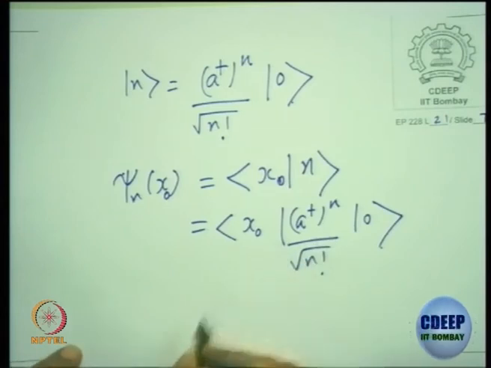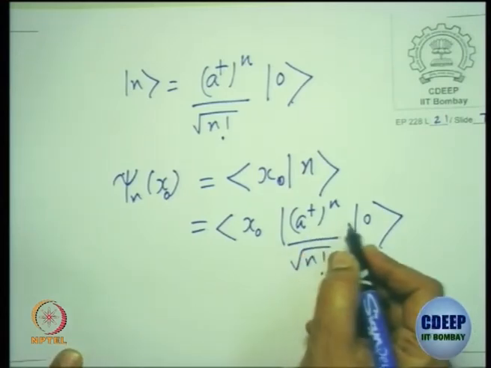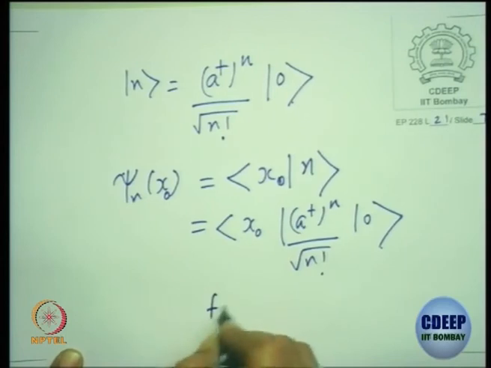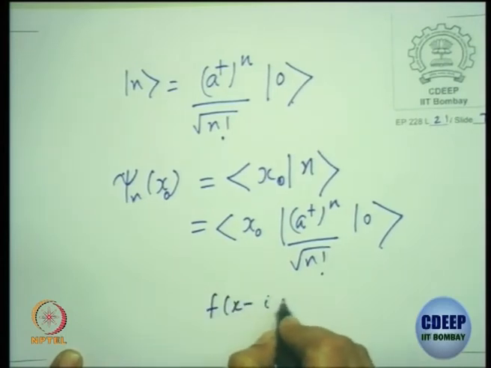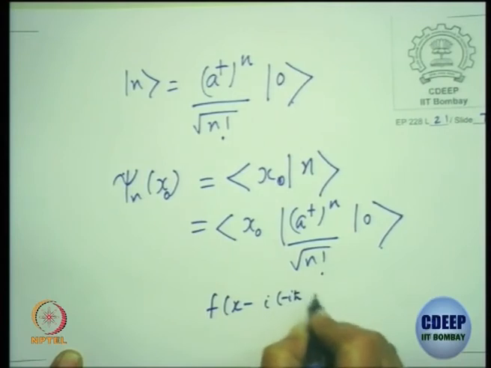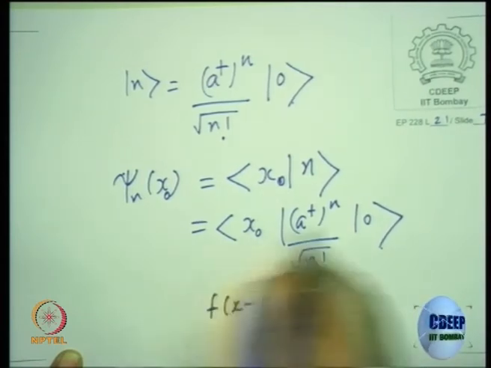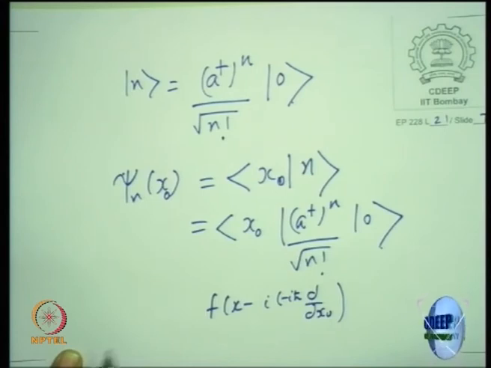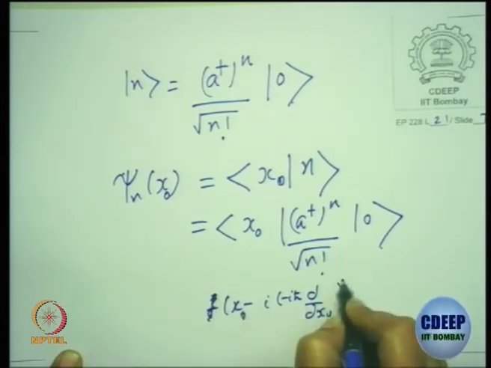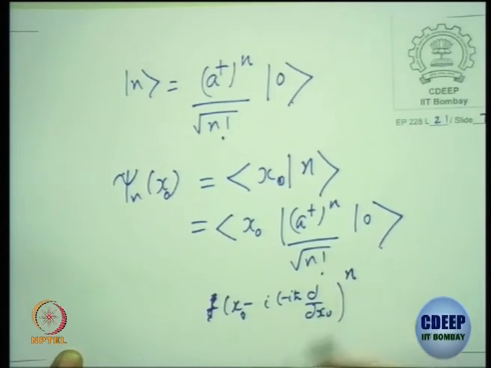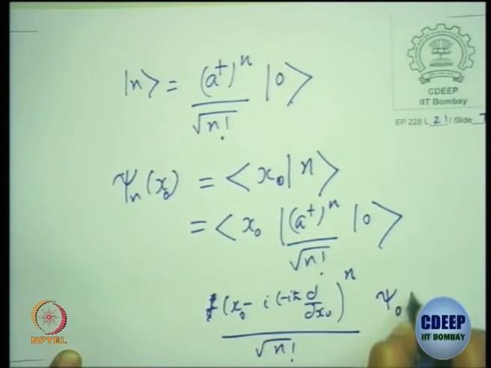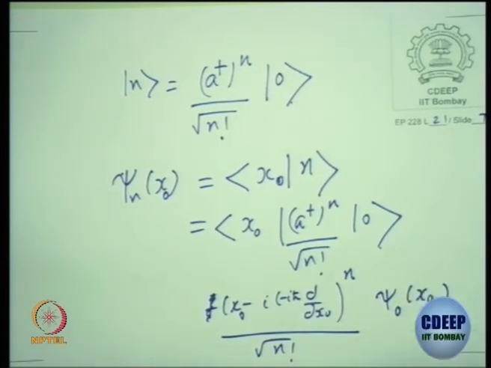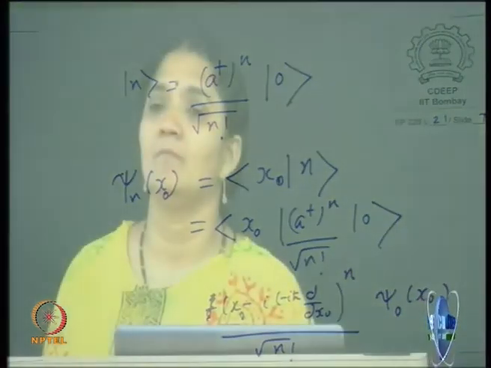You can write this as a function of x minus ip. You can write it as a function of x minus i times minus i h cross del by del x naught, some function form, or you can even write it as x naught to the power of n divided by root n factorial on psi of x0. That's it. Is this difficult? You can work it out and find all the excited states.